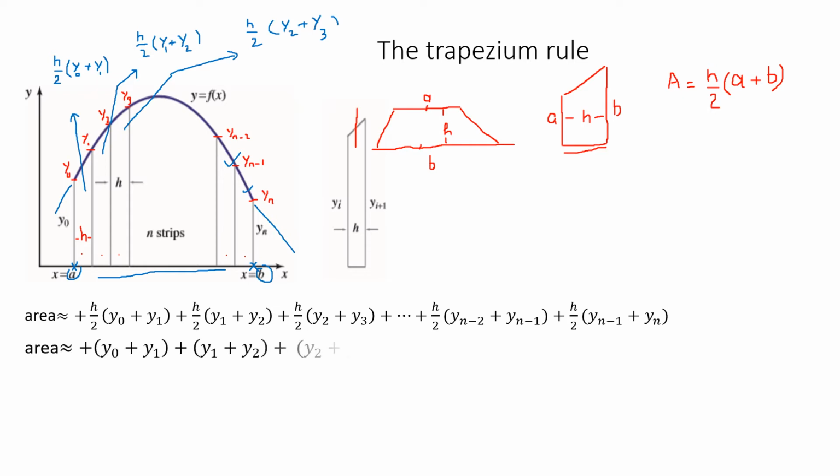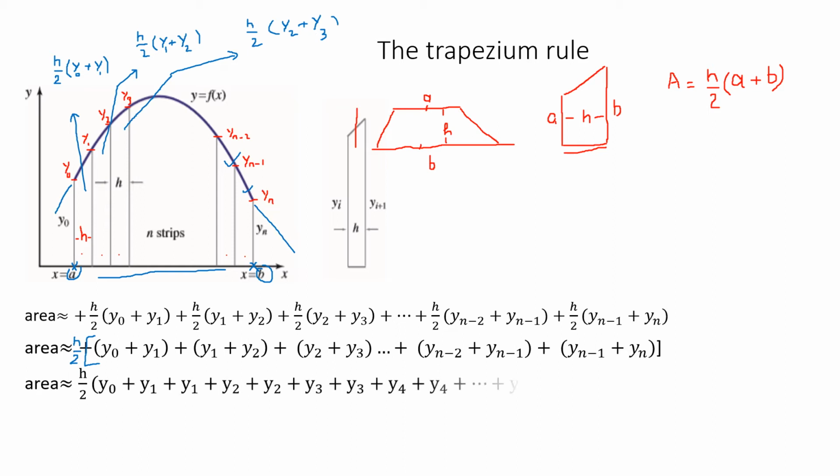taken out h by 2 common. Oops, I forgot to take them out, so there is no plus bracket, h by 2, opening brackets, and after opening bracket some of the y's can be seen clearly. They are getting repeated, so they will be added.